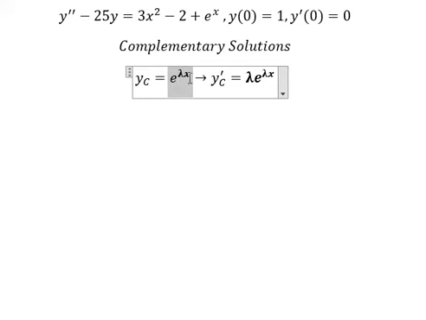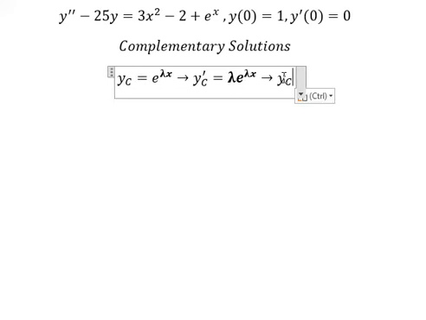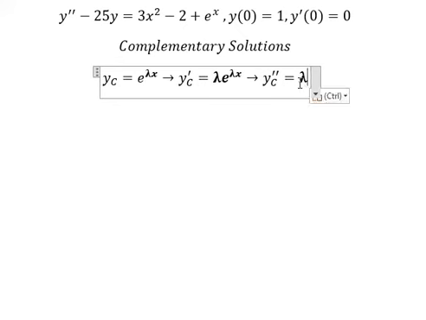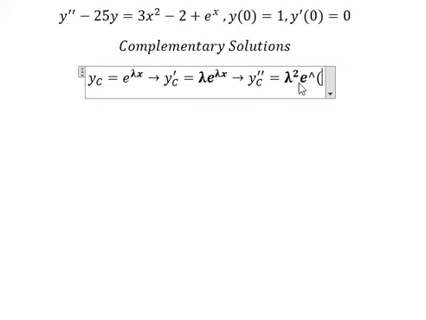First derivative of e to the power of lambda s, we keep the same e to the power of lambda s. Later we do first derivative of lambda s, you got lambda. Next, we need to do second derivative of this one, and we have lambda squared e to the power of lambda s.